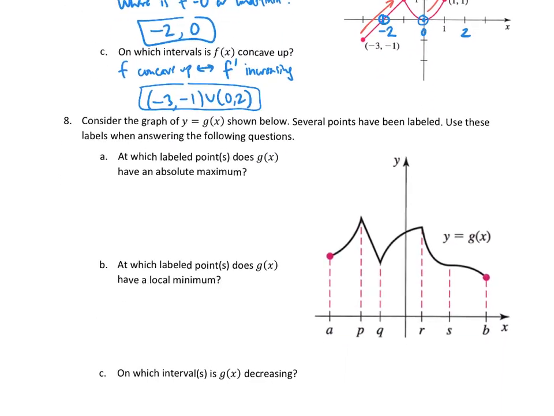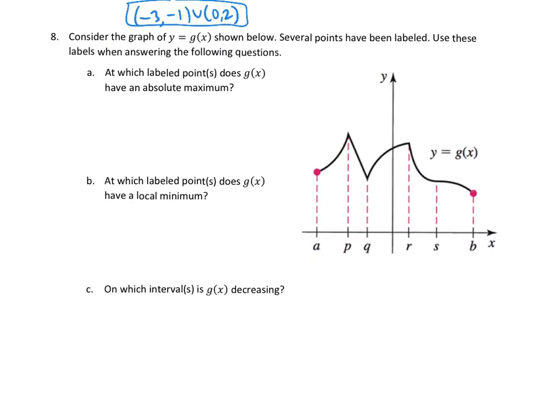Now for this next one, this is a graph of g, and so if we're asking about g, then this is the graph that we're looking at. So for part A here, at which labeled points does g have an absolute maximum? That's what we're being asked here. This is g, where does this function have an absolute maximum? In other words, where does this function reach its highest possible value? And we see that that's going to be here at p, because at that point, that's the y value where we never get any other higher y value. So the answer here would be p.